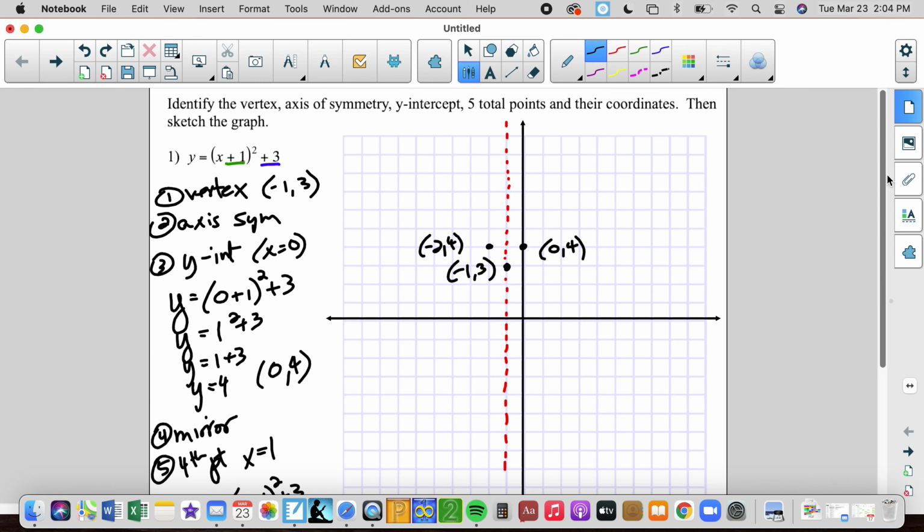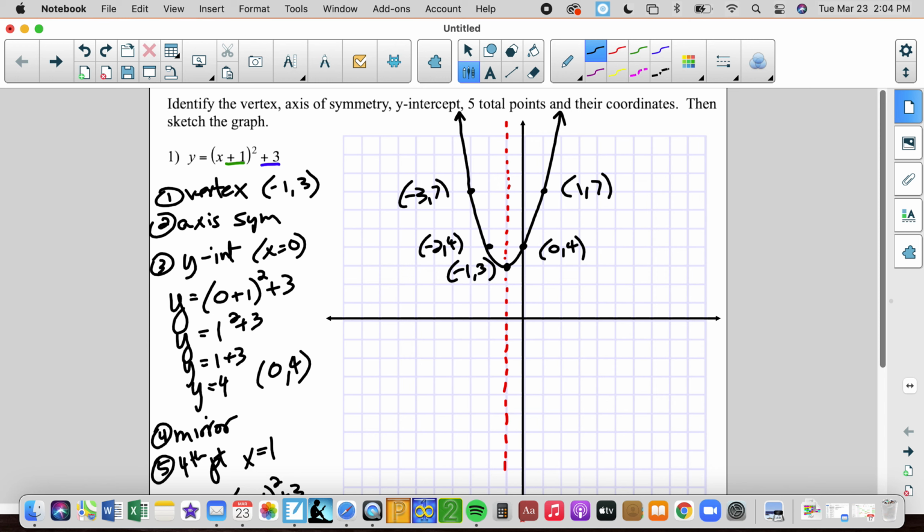So we will graph that. 1, 5, 6, 7. So that coordinate is 1, 7. That is 2 away. So I will go 2 away on the other side, which takes me to negative 3, 7. I have 5 points. I can now connect the dots.